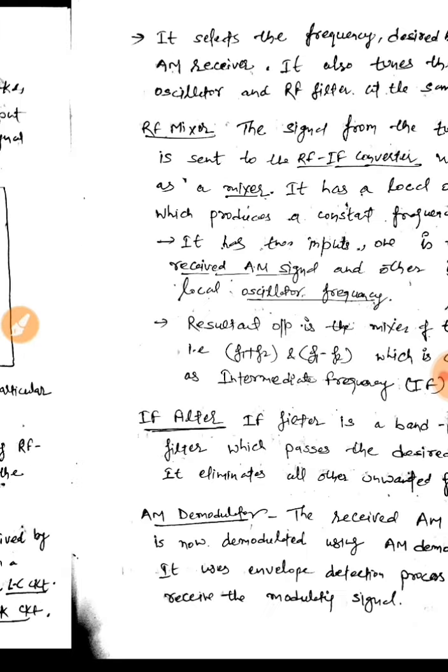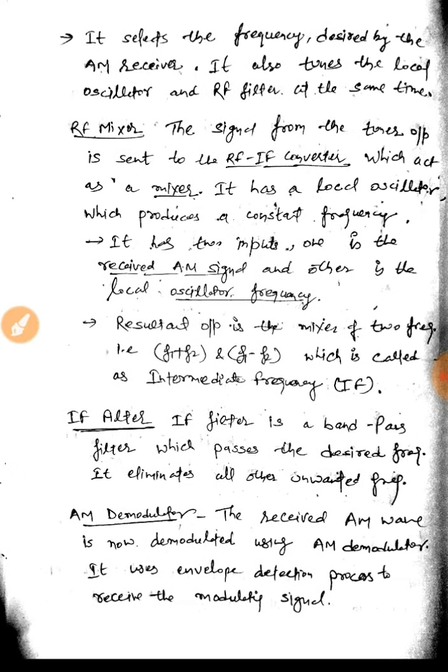The received AM wave after the band pass filter is now demodulated using the AM demodulator, which is nothing but an envelope detector, to recover the modulating signal or the message signal, because we use an envelope detector as the demodulator in case of amplitude modulation. So this is how an AM receiver works.